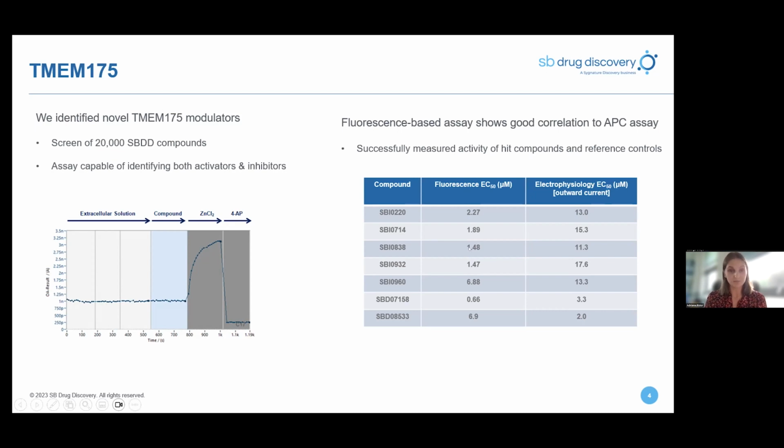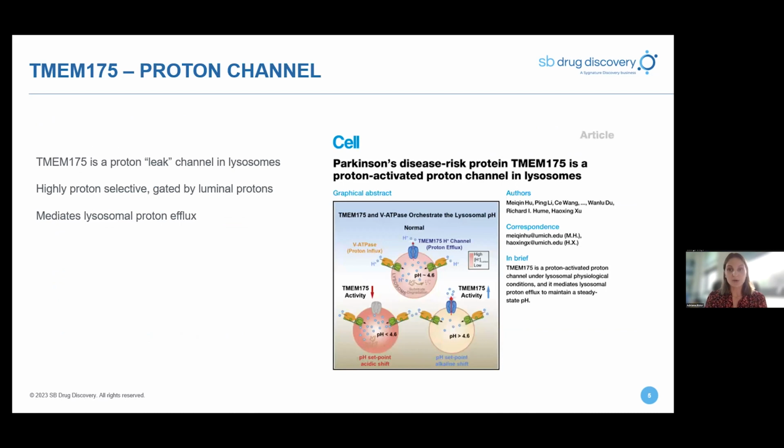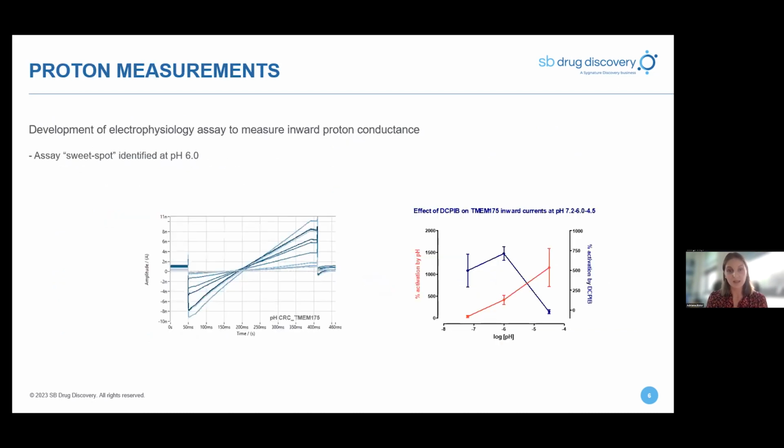But of course, we know, as Andrea mentioned as well, that TMM 175 is not just a potassium, cesium, or rubidium channel, it's a proton leak channel in lysosomes. It's highly proton selective, gated by luminal protons, and mediates lysosomal proton efflux. So here at SB, we wanted to develop an assay to measure the protons using automated patch clamp, and we developed an electrophysiology assay to measure inward proton conductance.